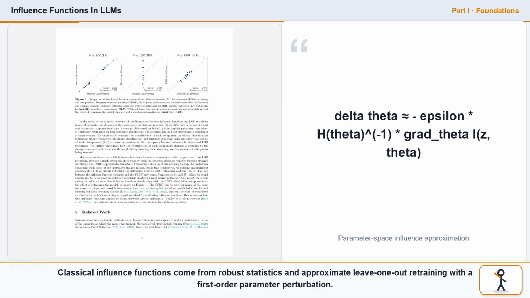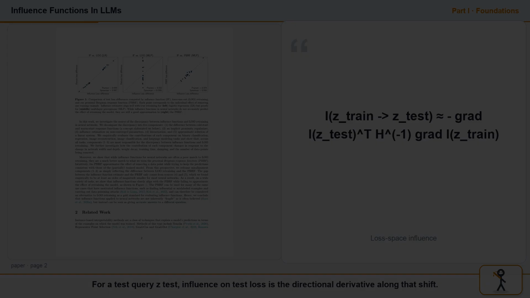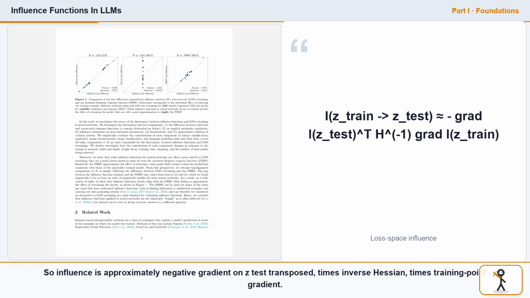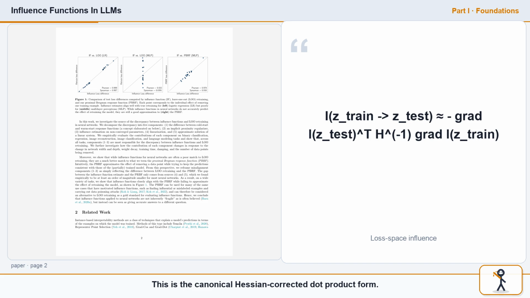Classical influence functions come from robust statistics and approximate leave-one-out retraining with a first-order parameter perturbation. If we upweight one training point z by a small epsilon, the parameter shift is approximately minus epsilon times inverse-Hessian times that point's gradient. For a test query z-test, influence on test loss is the directional derivative along that shift. So influence is approximately negative gradient on z-test transposed, times inverse-Hessian times training point gradient. This is the canonical Hessian-corrected dot product form.